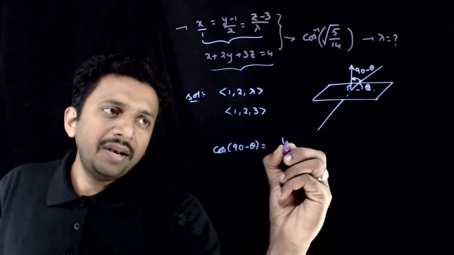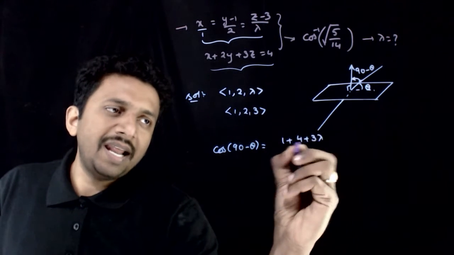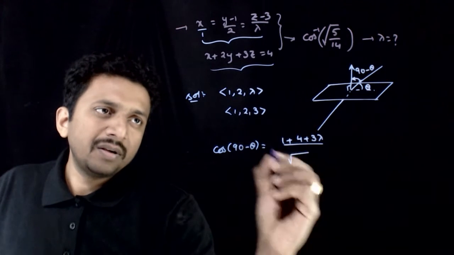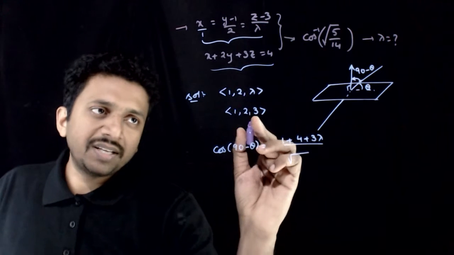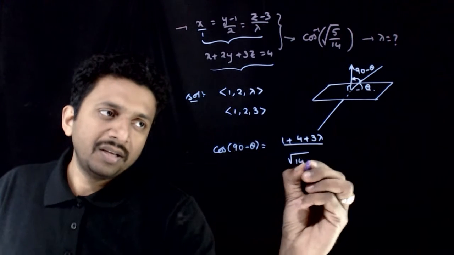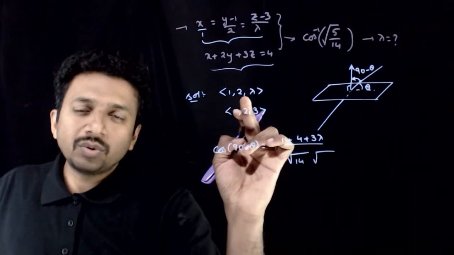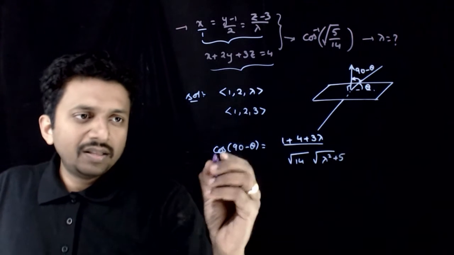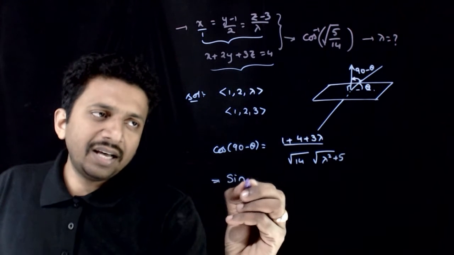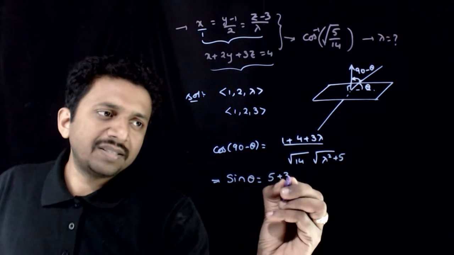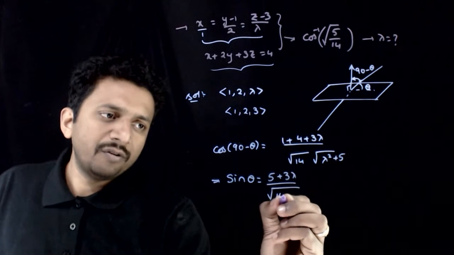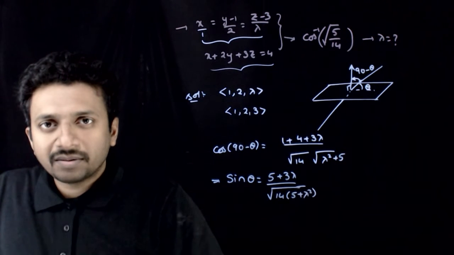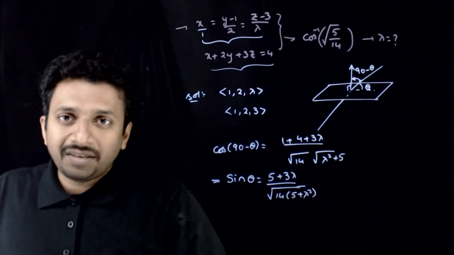That is 1 plus 4 plus 3 lambda divided by root of 1 square plus 2 square plus 3 square, that is 14, into root of 1 square plus 2 square plus lambda square, that is lambda square plus 5. This implies sin theta is equal to 5 plus 3 lambda divided by root of 14 times 5 plus lambda square. So this is the value of sin theta.